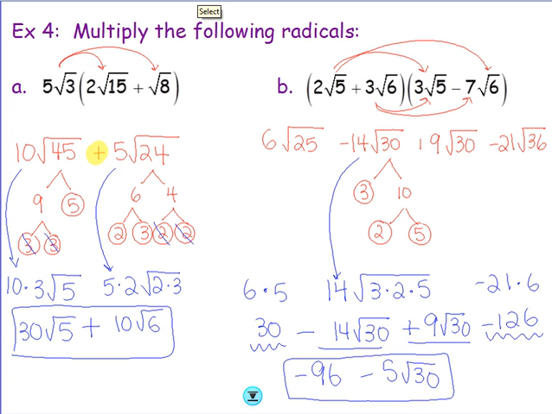So hopefully today's stuff was kind of building on old things. Yes, we were new to talk about combining like terms. Yes, we needed to talk about distributing, but the factor trees should have been the old stuff.